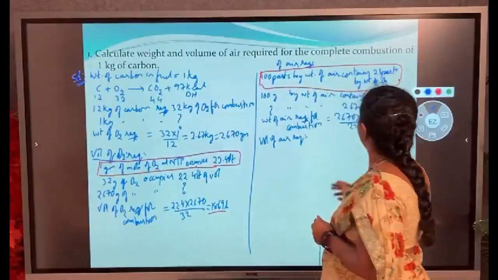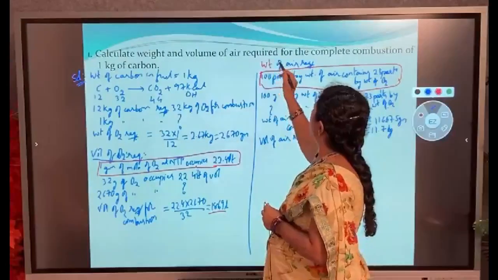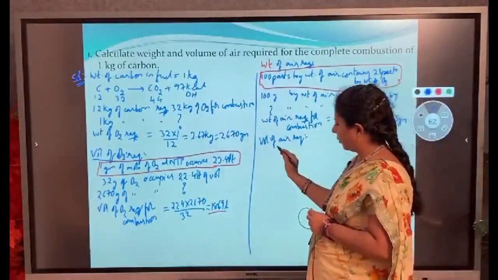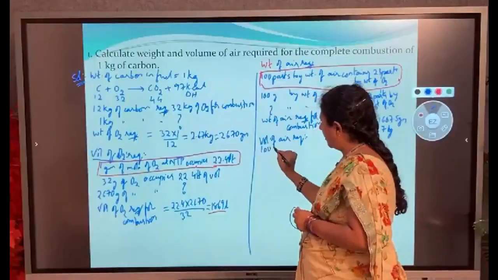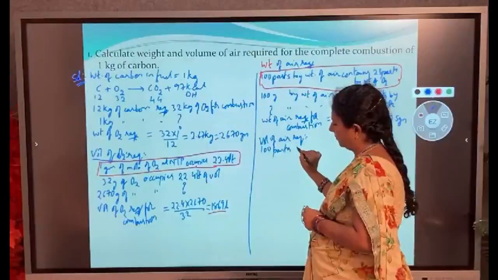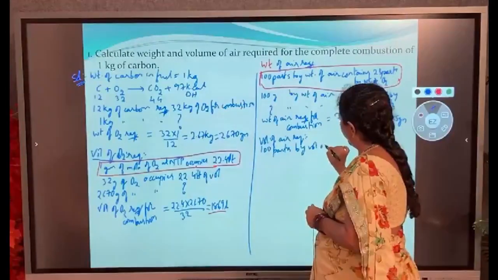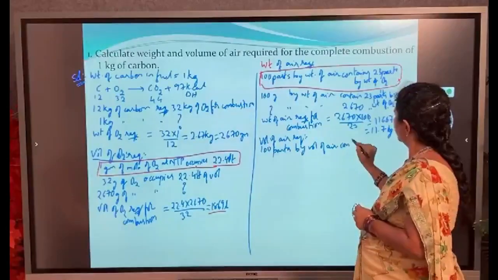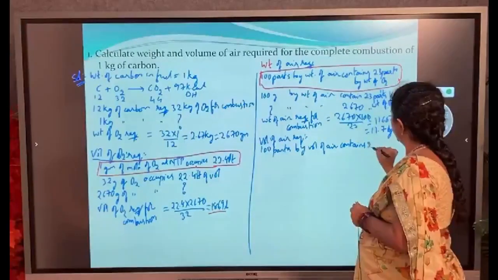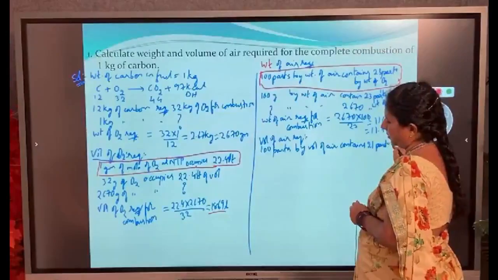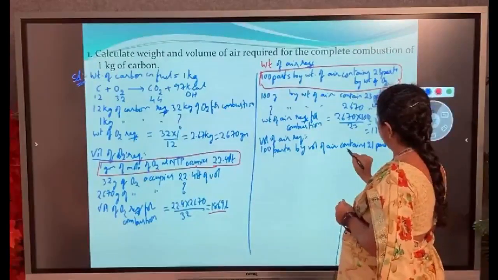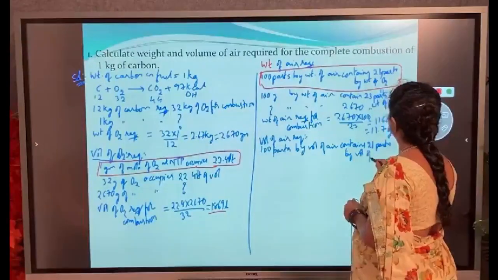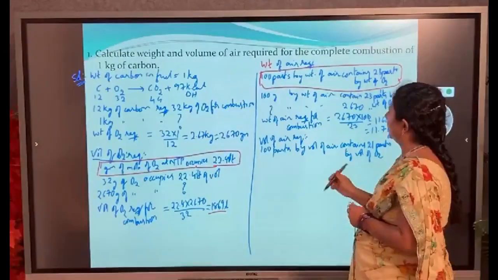We are calculating in grams now, so that is the weight of air required, and this is the volume of air required. So for volume of air required, 100 parts by volume of air contains 21 parts by volume of oxygen.